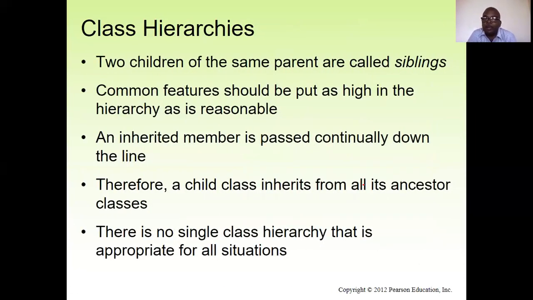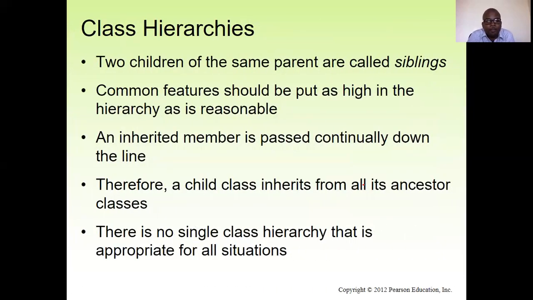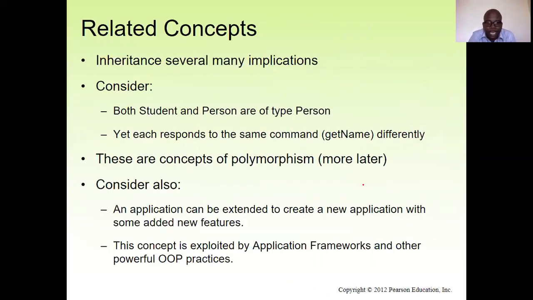All right, so two children of the same parent are called siblings. Common features should be put as high in the hierarchy as is reasonable. Okay? So if things are shared between children, make sure the parent has those attributes and methods. An inherited member is passed continually down the line, therefore a child inherits from its ancestor classes. And there is no single class hierarchy that is appropriate for all situations, so it comes down to your own design.